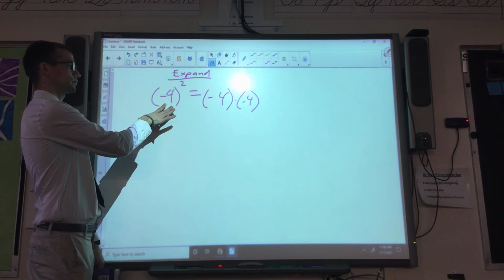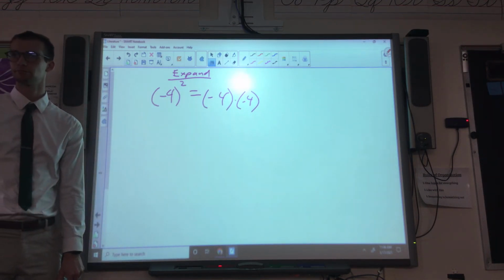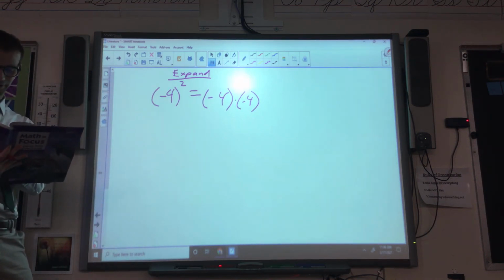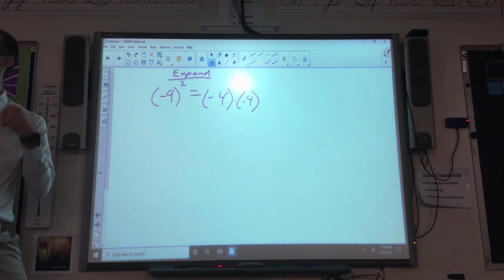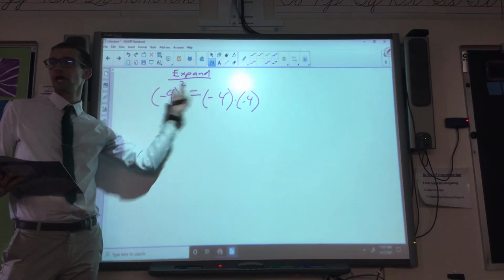Take -4 squared, write -4 times -4 because it's there twice. Seems pretty simple, right? What? Isn't that what you have to do already? So what you guys were doing before, you were doing the opposite.